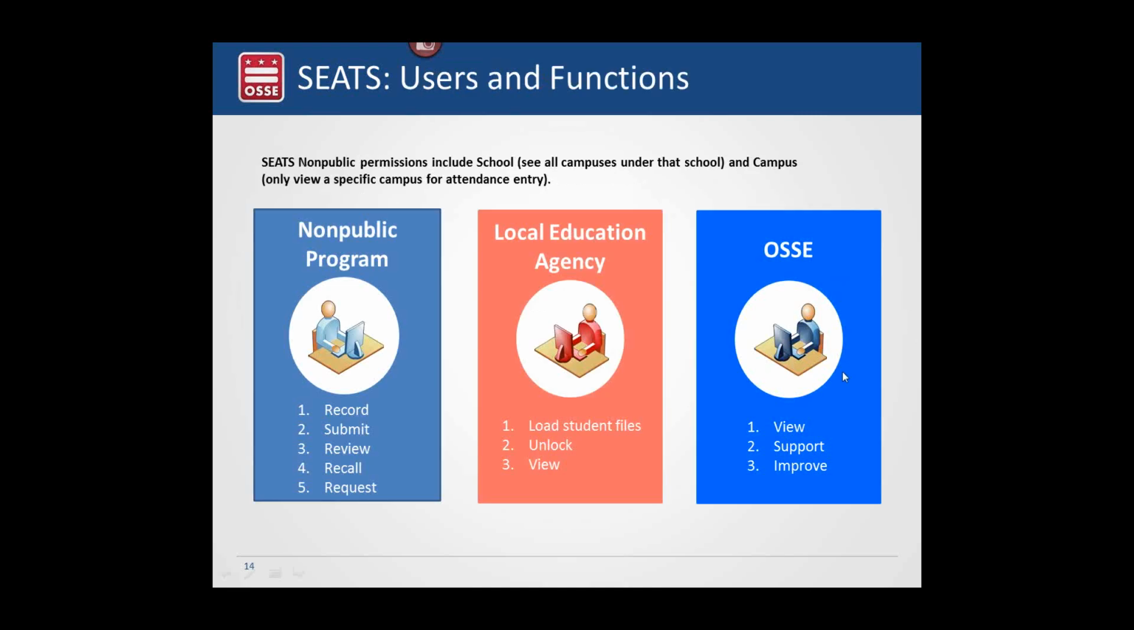Quickly, there are three user types. We have the non-public program, which are you all, and we have schools, and we have campuses for you. A school user can see all campuses. A campus user can see only one campus. Then we have the local education agency, the LEA.